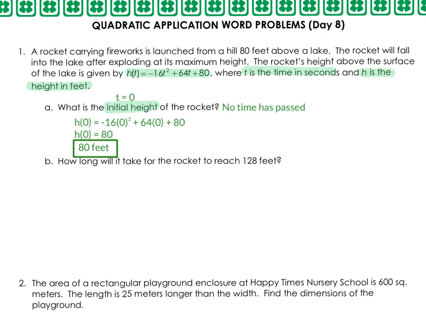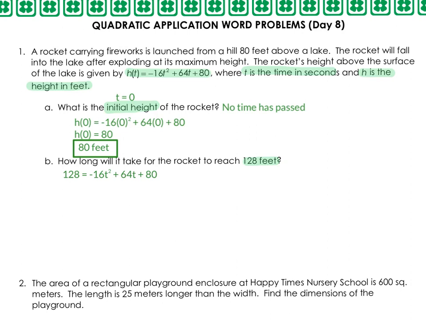Now the next question says, how long will it take for the rocket to reach 128 feet? So we always have to think, okay, what are they giving us? Is it an input or an output? I know the height is 128 feet. So that means instead of h of t equals, the 128 will go in place of the h of t. So 128 equals negative 16t squared plus 64t plus 80.